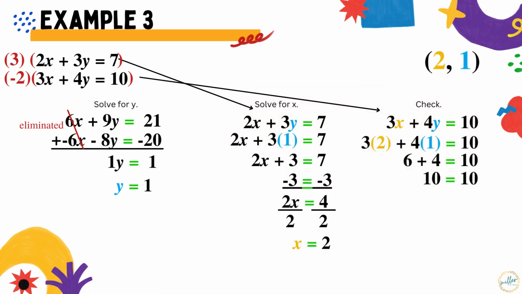Compare this to how you did. Did you end up getting 2, 1 also? If not, take a look and see why. Where did you go wrong? What mistake did you make? And how can you make sure that you don't make that same mistake next time you do a problem like this?